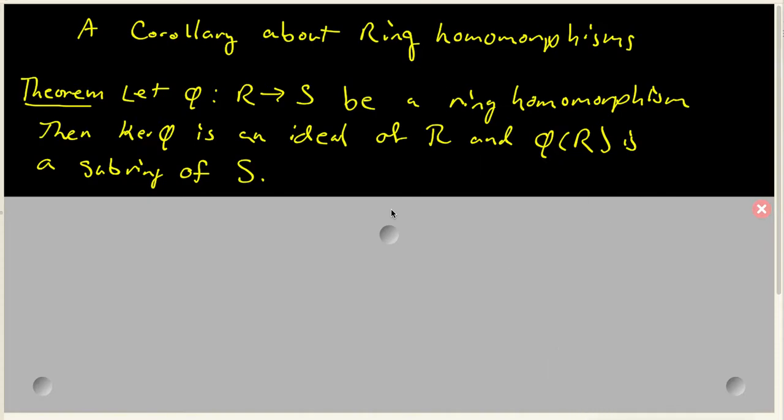A while back, we proved the following theorem in an earlier video, that if phi is a ring homomorphism from R to S, then the kernel actually is an ideal of R, and the image phi of R is a subring of S. We actually proved this in two different videos, and in this particular video, I just want to look at a corollary of that particular theorem.